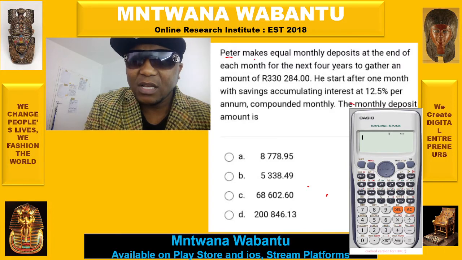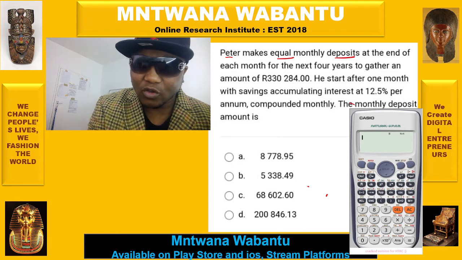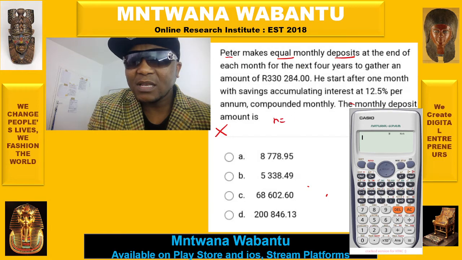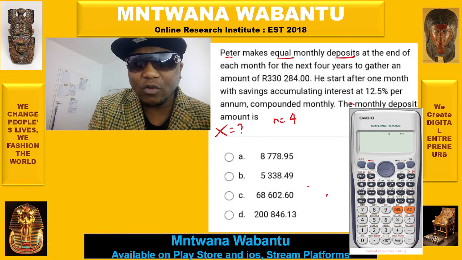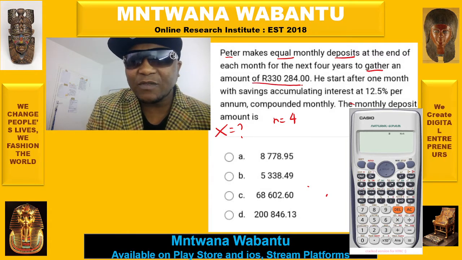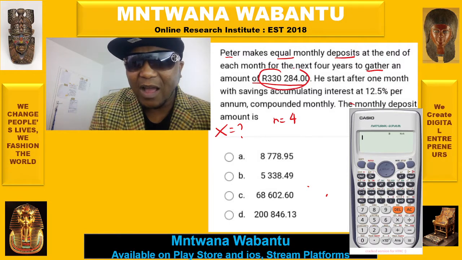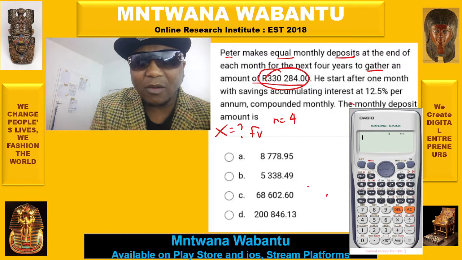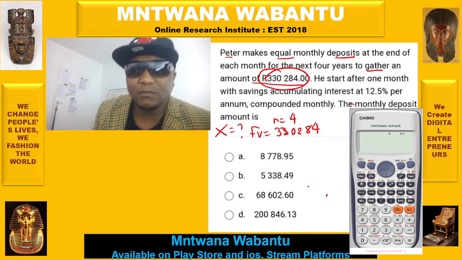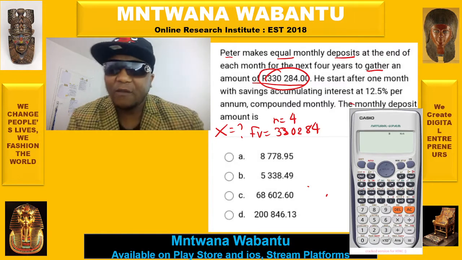Now Peter is going to make equal monthly deposits. He's going to put in the money at the end of each month. We don't know how much he's going to put in. Time N is 4 years. The amount we don't know, X represents that equal amount. They say his intention is to gather an amount. So you don't have the money; he's intending, so this is going to be a future amount. The future amount equals 330,284. So we know if you intend to gather a future amount, you're going to use the future value formula.